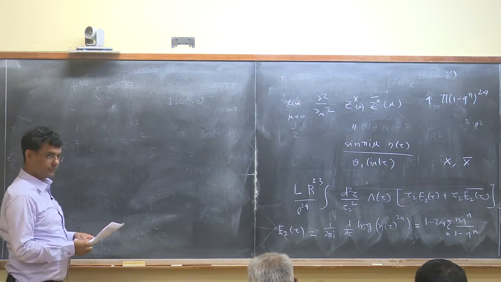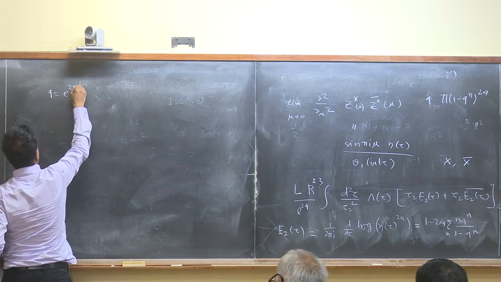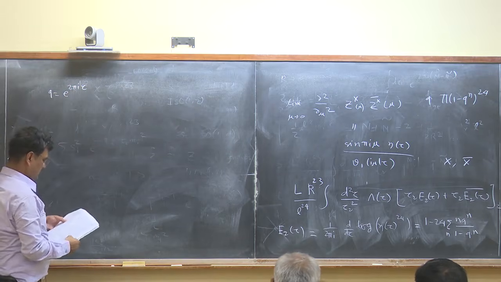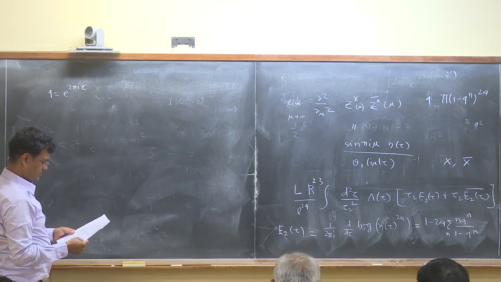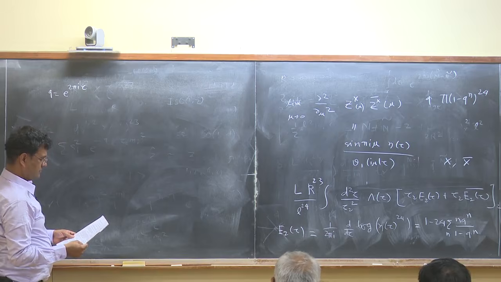So q is e to the 2 pi I tau. And it's the same lambda tau, right, as you got in the bulk. Yeah.